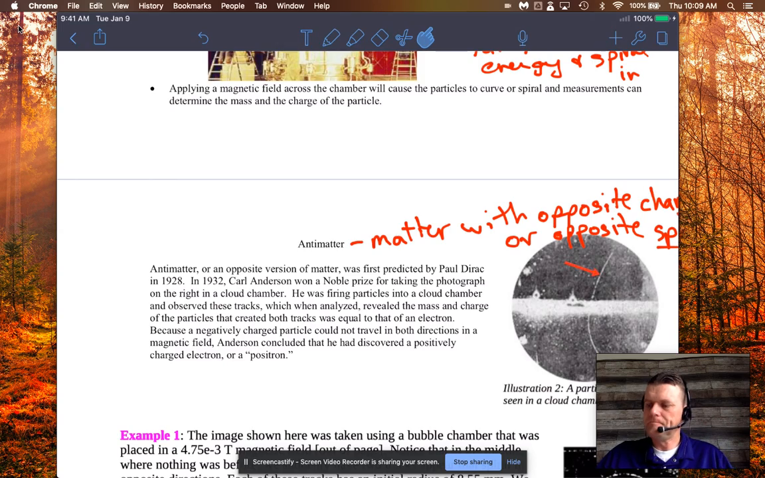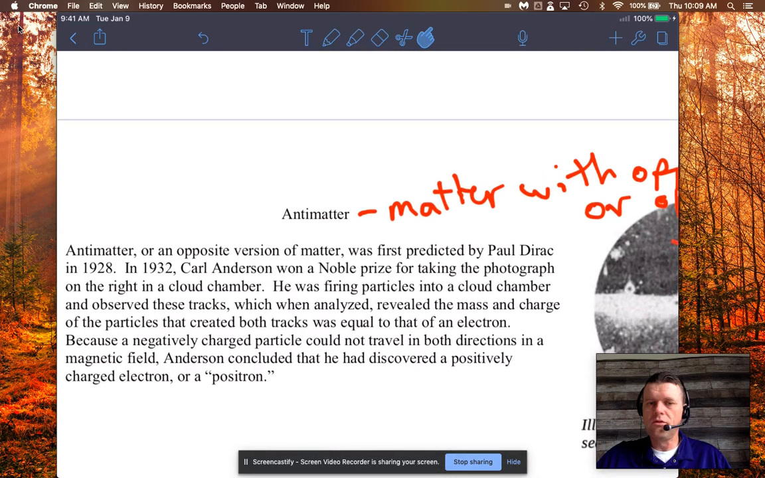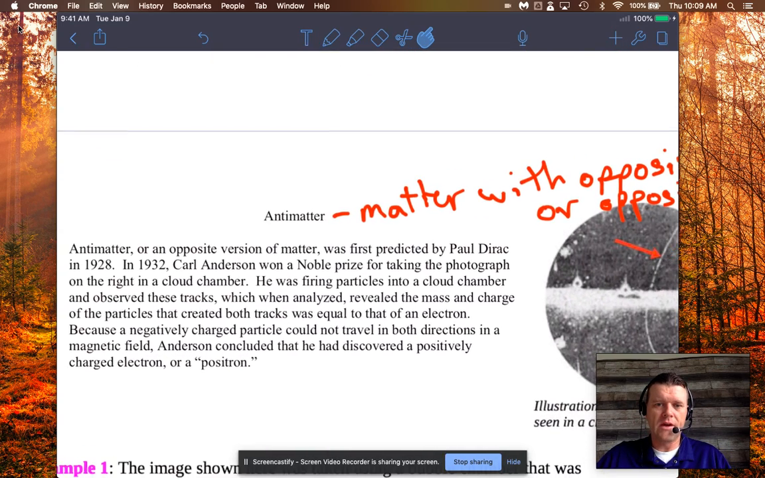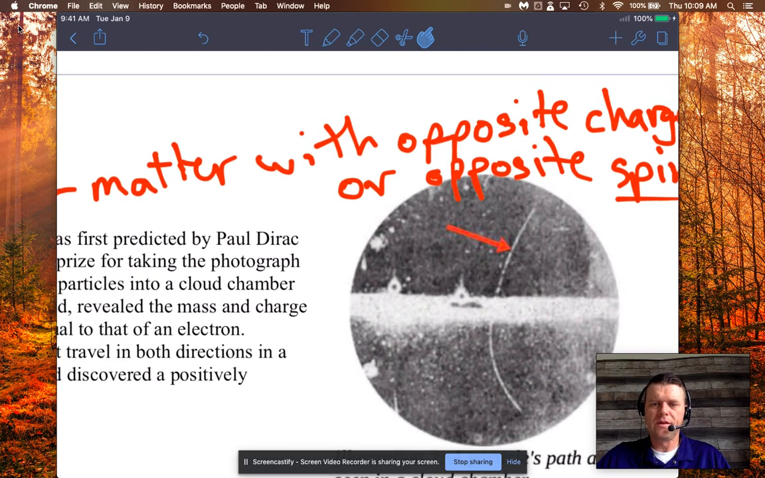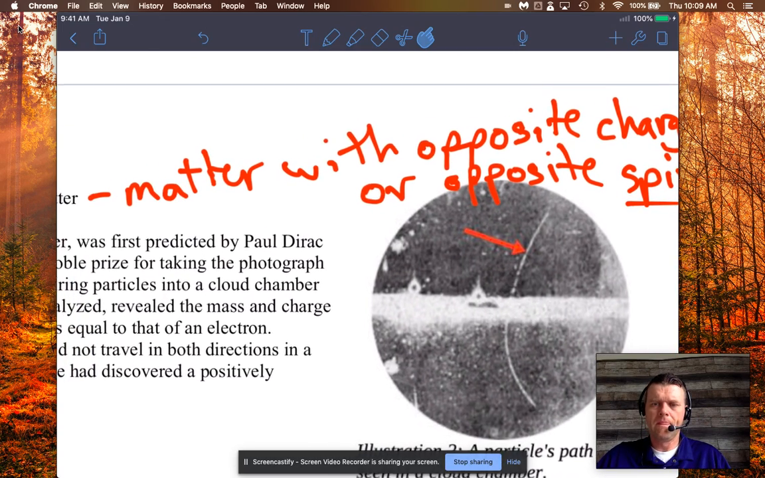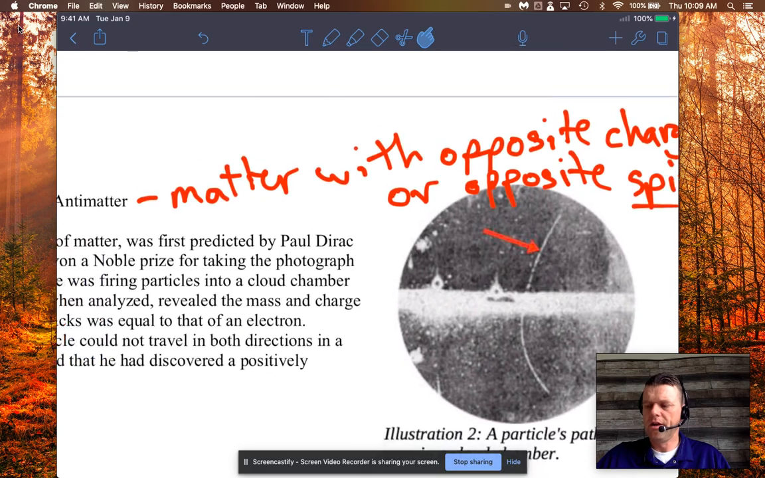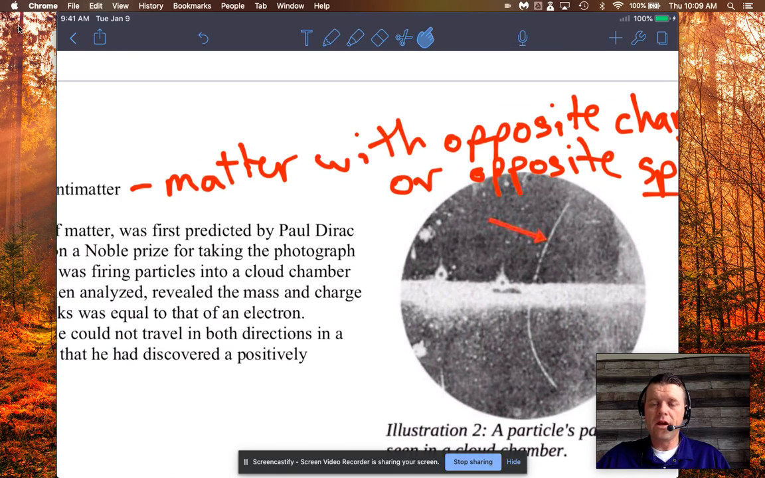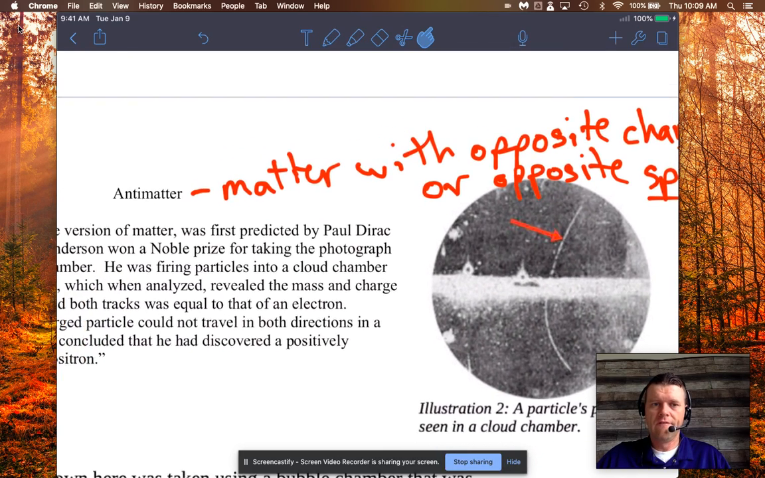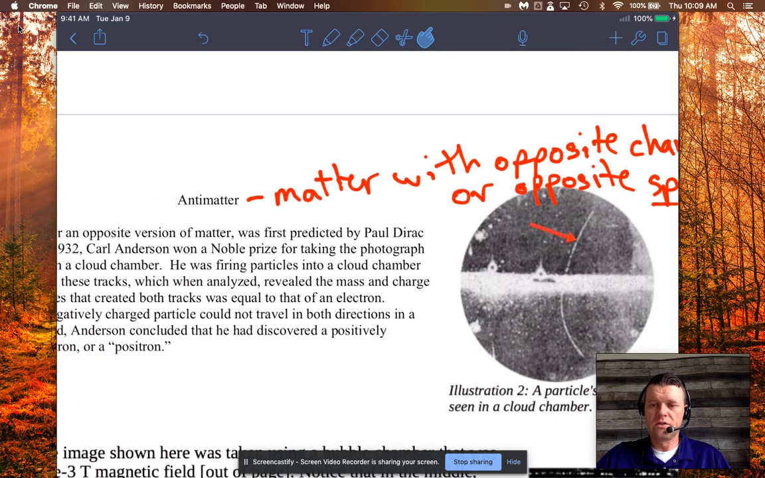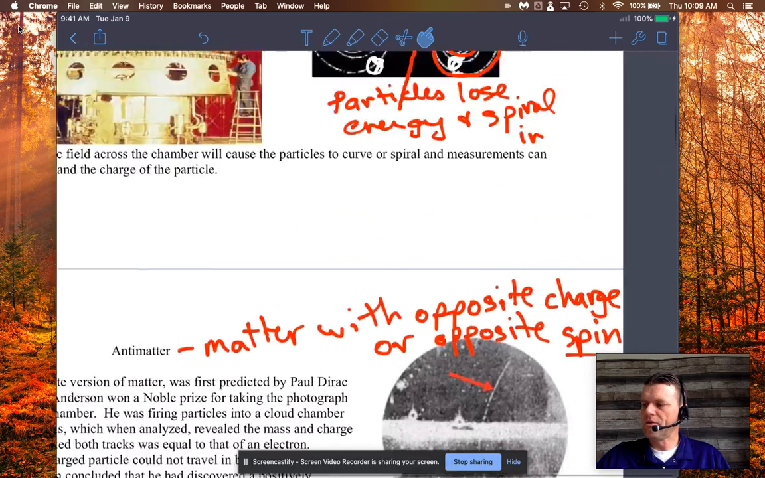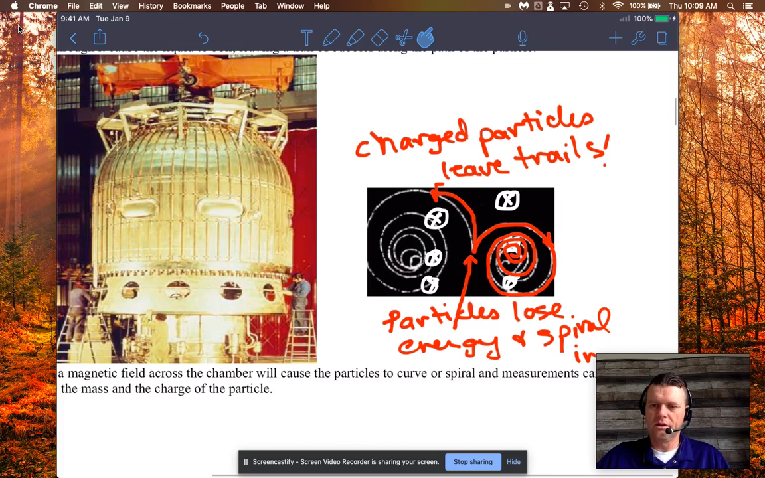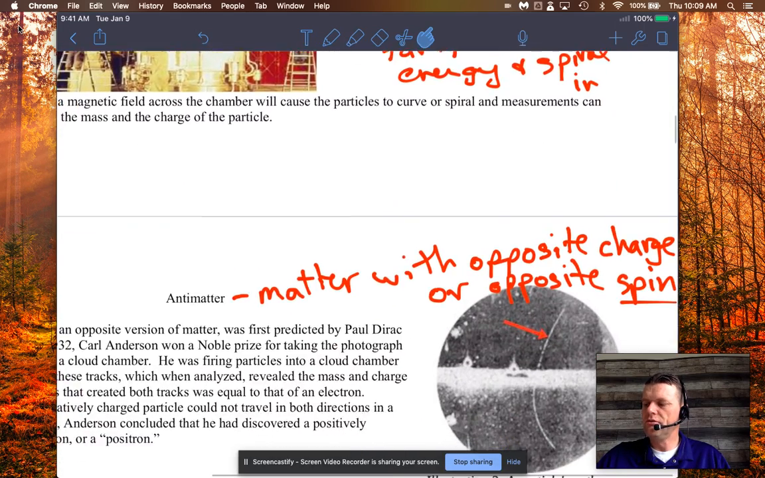Now, in 1932, Carl Anderson won a Nobel Prize for taking a photograph, this photograph right here. Okay, I think it's been flipped or inverted in terms of the contrast. But anyway, in this photo he took a picture of two particles in a cloud chamber. And very similar to what we just looked at up here, in fact, we're going to look at one in just a second, he saw two tracks.